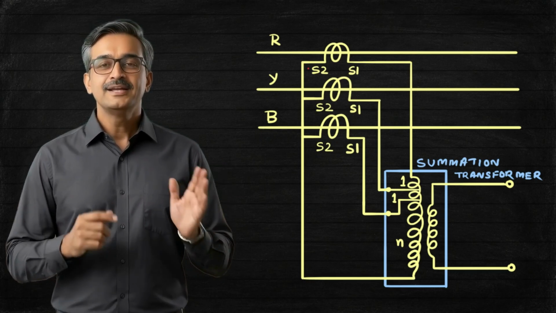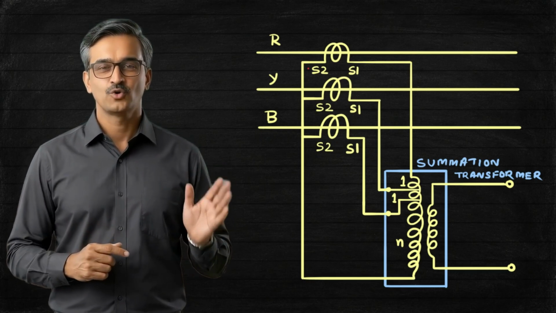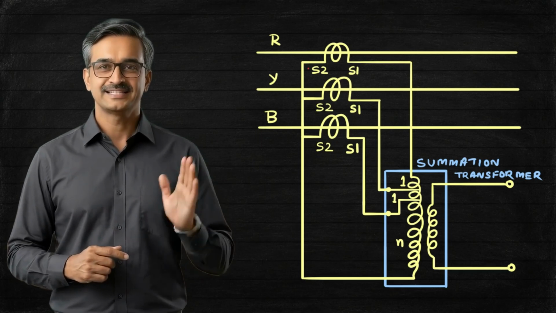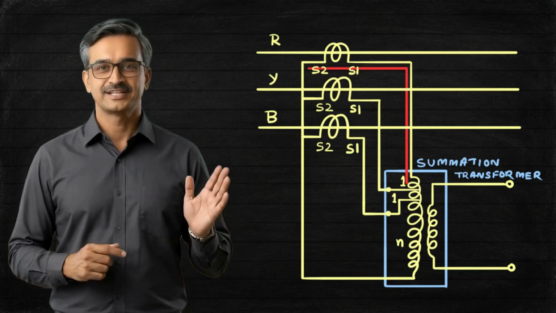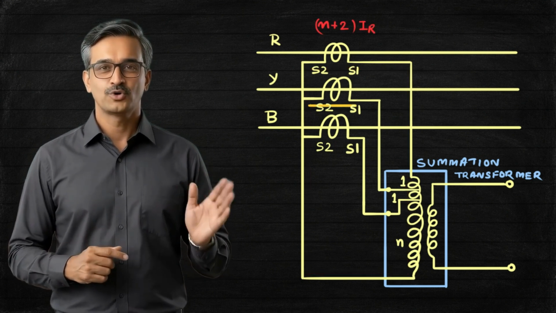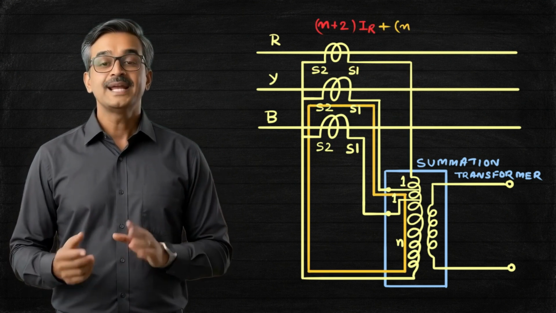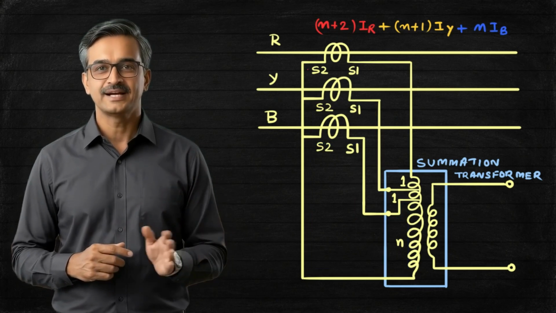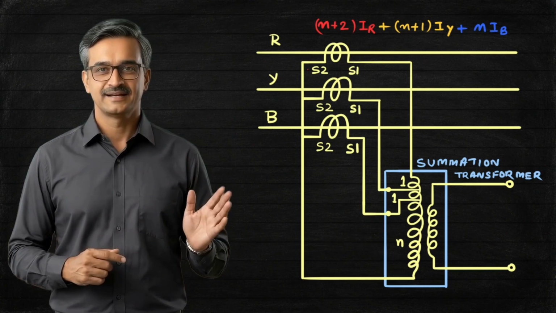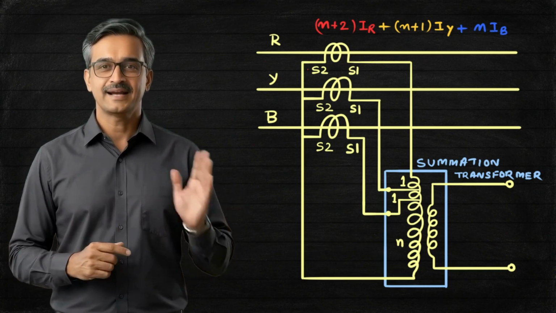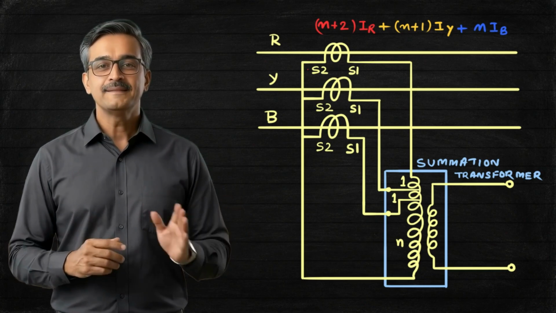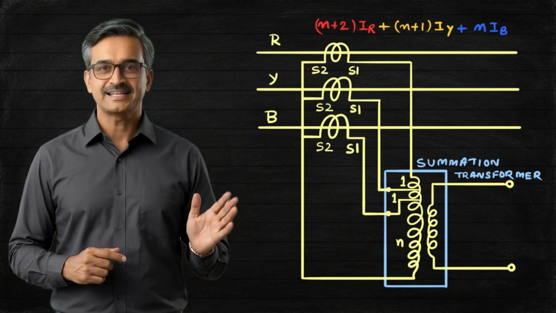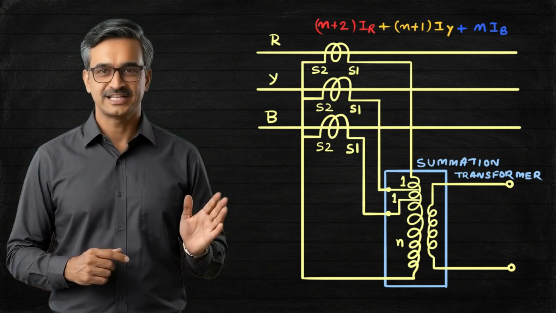As a result, the transformer secondary produces an output proportional to the weighted vector sum of the three-phase currents rather than their simple algebraic sum. For the arrangement shown in the figure, the output is proportional to (N+2)IR + (N+1)IY + N IB. Here, IR is the red phase current, IY is the yellow phase current, IB is the blue phase current. The quantities N+2, N+1 and N represent the number of primary turns assigned to each phase.